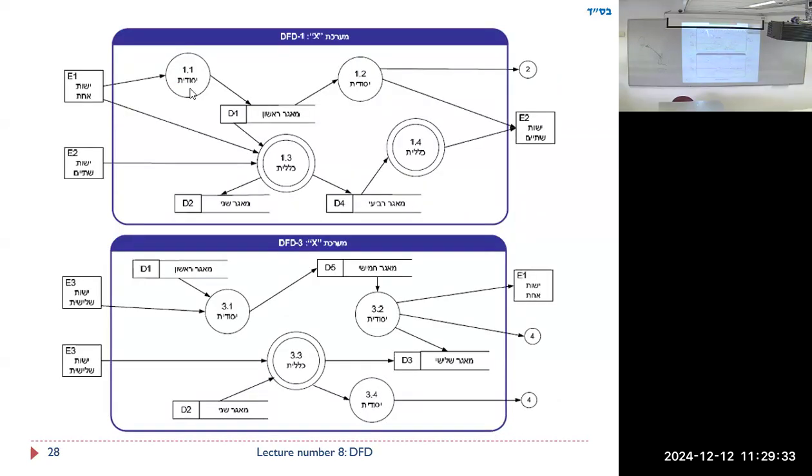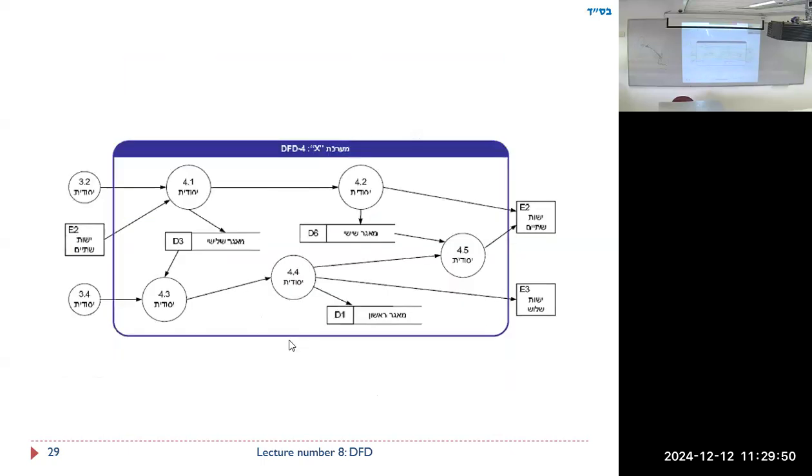And now DFD 1 has 1, 2, 3, and 4. Notice that 1.3 is complex. What does that mean? There's going to be another diagram about it, but there won't be a diagram about 1.2.